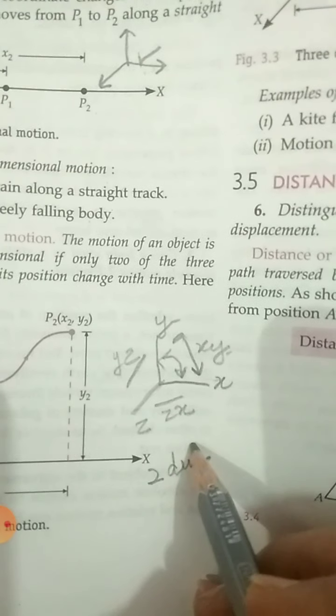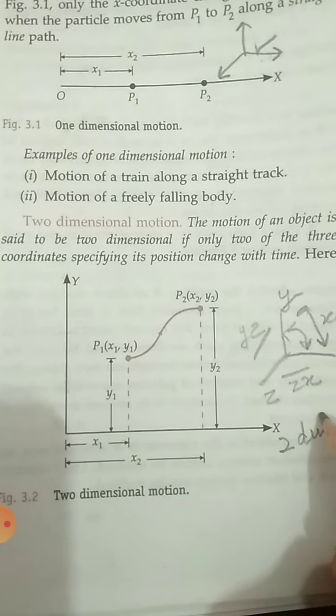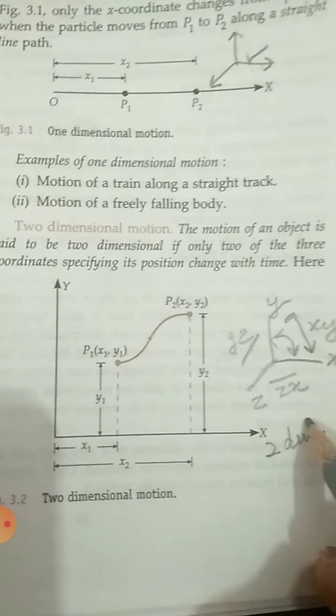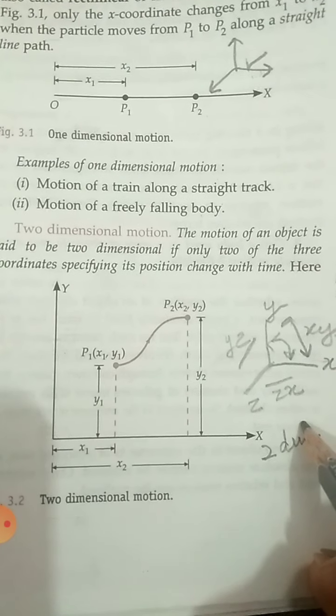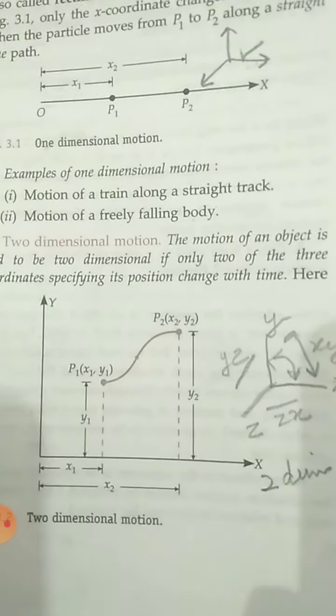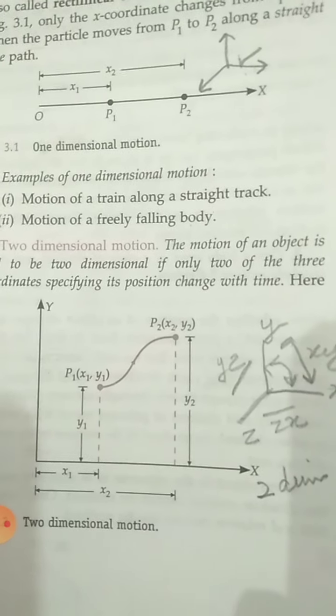And what are the examples? Motion of a planet around the Sun is an example of two-dimensional motion, and a car moving along a zigzag path on a level road is also considered as two-dimensional motion.